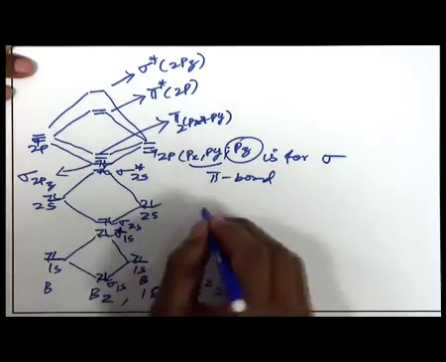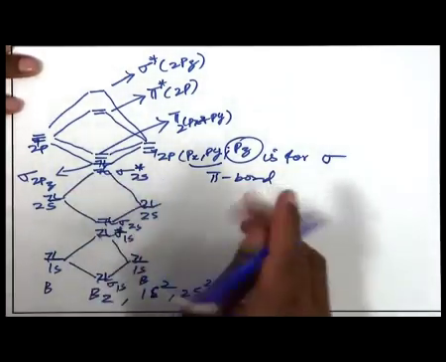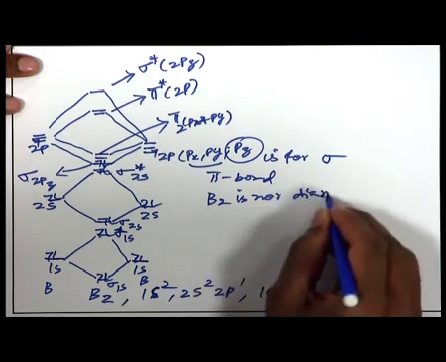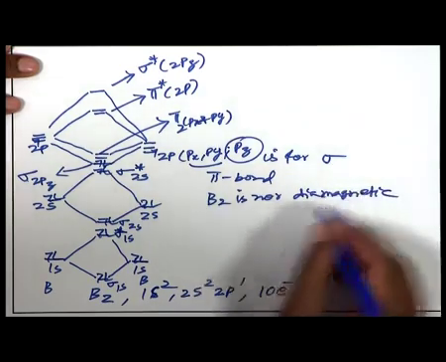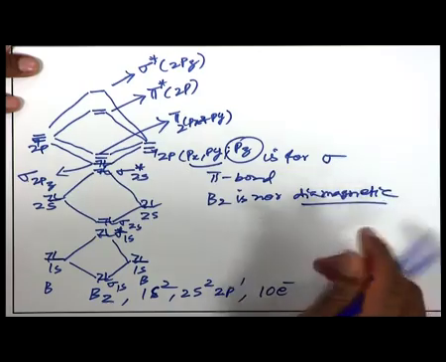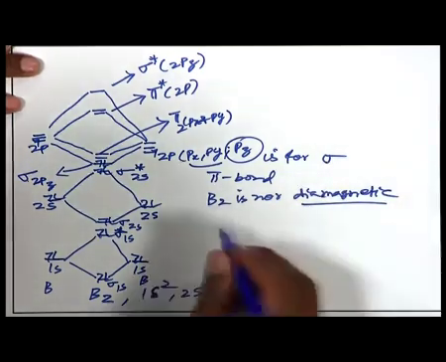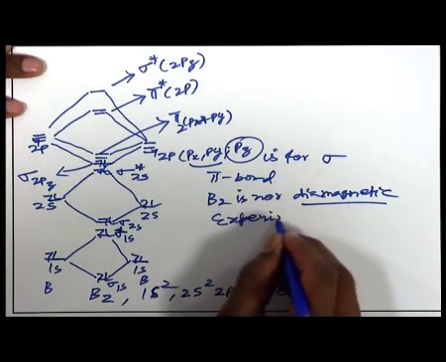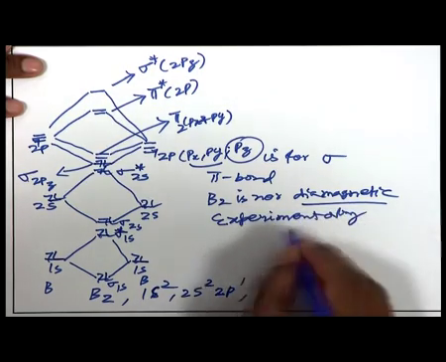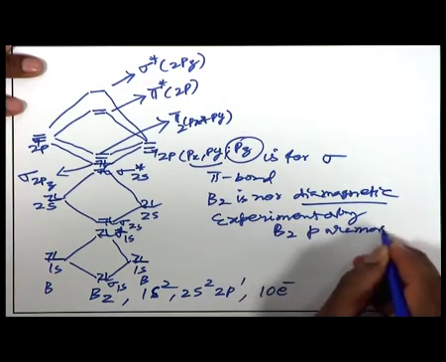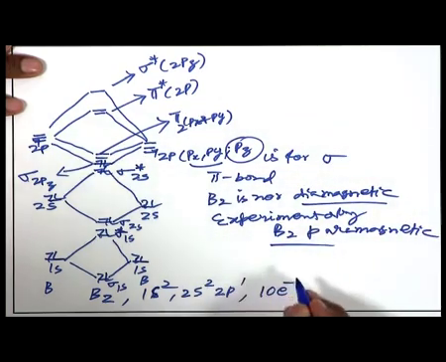Now that means the molecule is diamagnetic as of now. Actually, it is not diamagnetic. Experimentally, B2 is not diamagnetic. Diamagnetic means electrons are paired up. Paramagnetic means there is the presence of at least one unpaired electron. Experimentally, B2 was found to be a paramagnetic molecule.